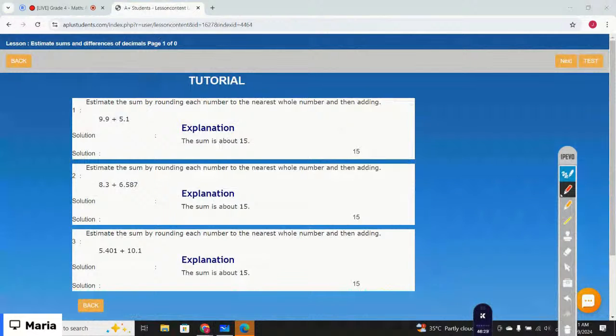You need to round them off first. 9.9 is between two numbers, 9 and 10, right? And 9.9 is almost 10. That means it would be rounded off to 10. And then 5.1 is rounded off to 5. You have to add them. So 10 plus 5 makes 15.